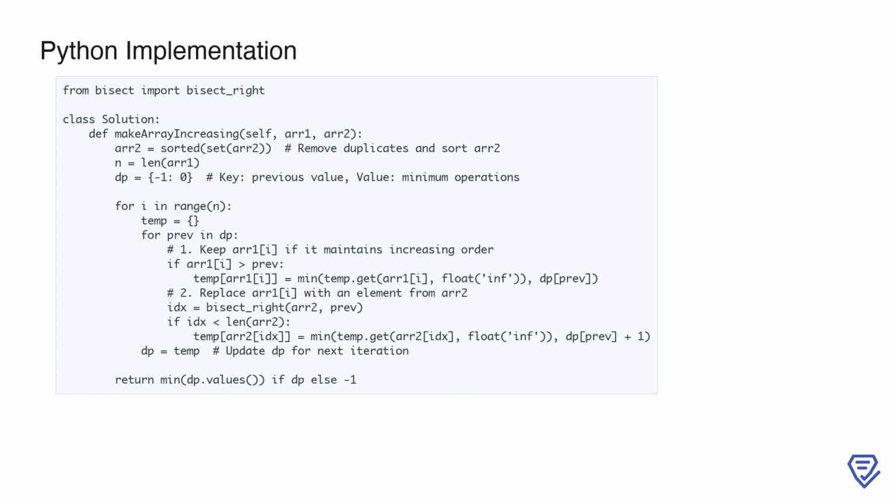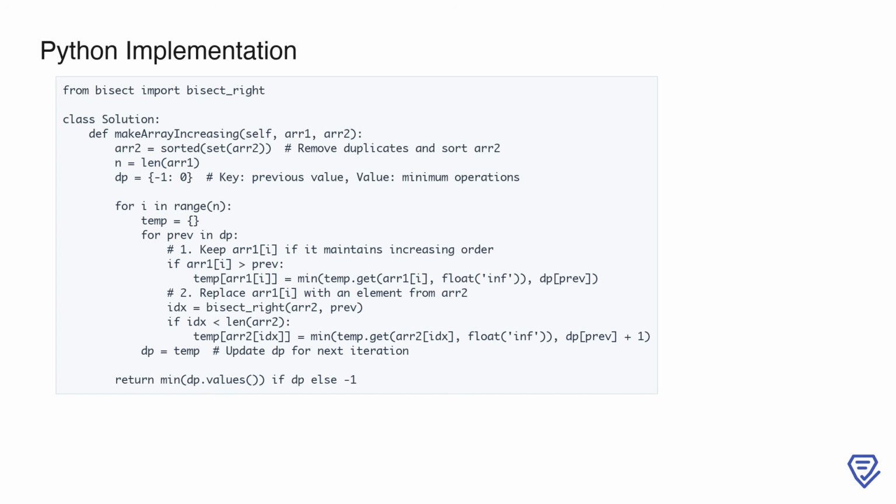Explanation. 1. Sort and deduplicate ARR2. Since elements of ARR2 will be used for replacements, we sort and remove duplicates to simplify binary search operations. 2. Dynamic programming initialization. We use a dictionary DP where keys represent the last element of the strictly increasing sequence up to a certain point, and values represent the minimum number of operations required to achieve that sequence. Initially, the dictionary is {-1: 0}, meaning no operations have been performed, and the last element is effectively smaller than any possible value in ARR1 or ARR2.